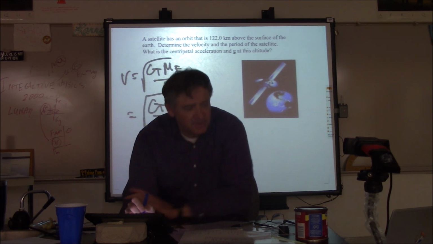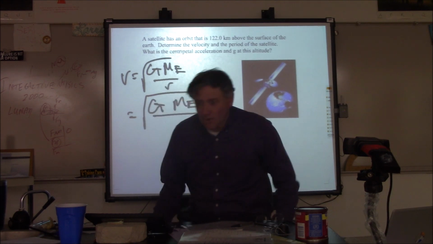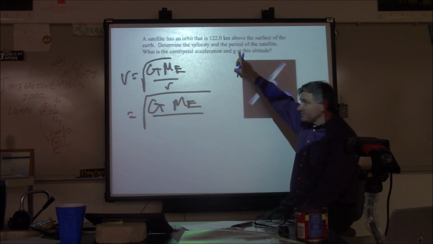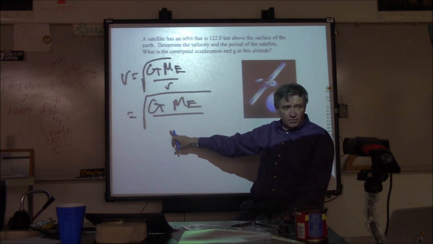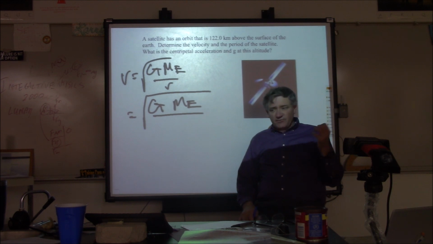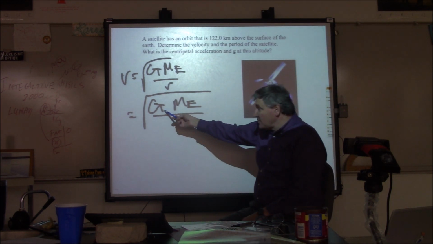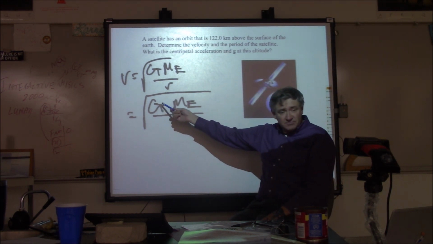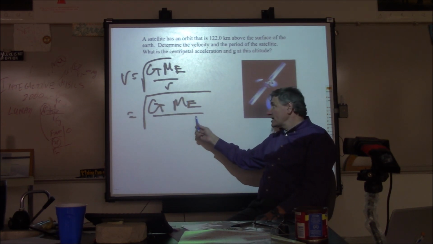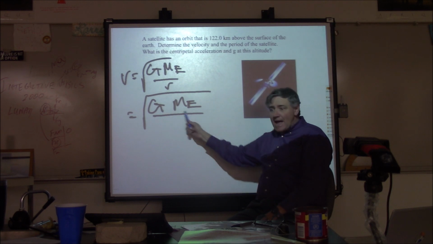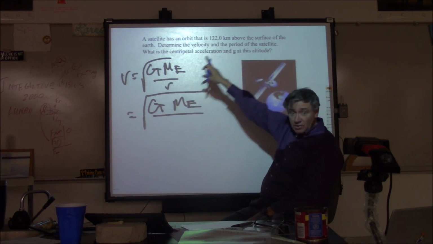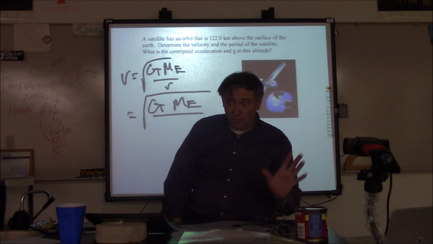Now, here's what you're going to do wrong. You mark my words. You're going to see 122 kilometers, and you're going to try and put 122 kilometers in here, which is going to be a train wreck for any number of reasons. First off, this big G is newtons meters squared over kilograms squared, which means if you're going to make this thing work out, that radius has to be in meters. So you can't even put that as 122.